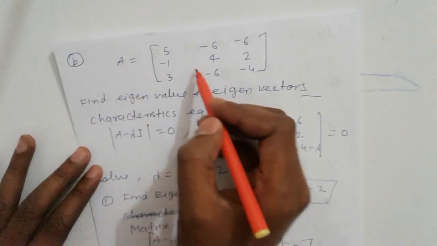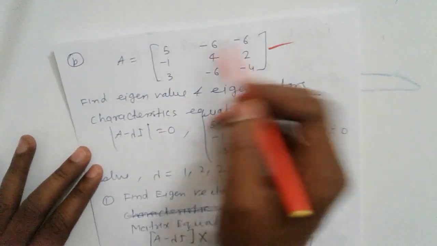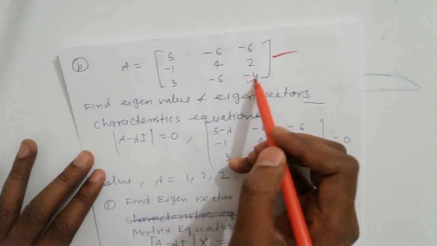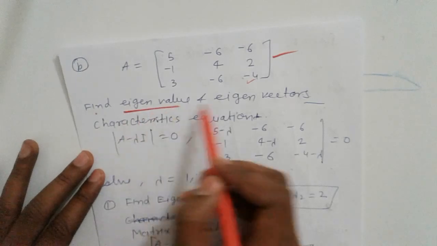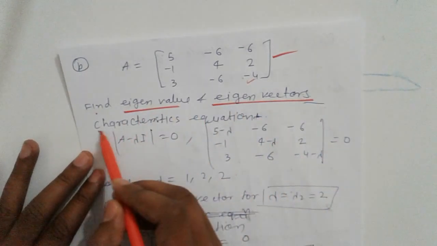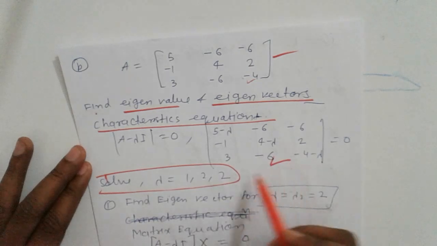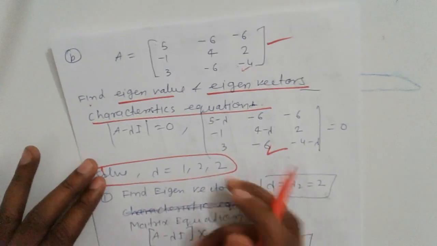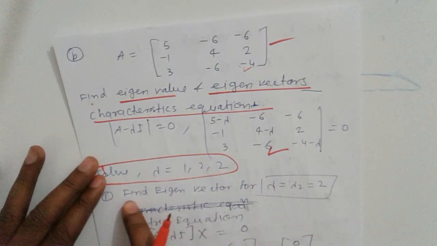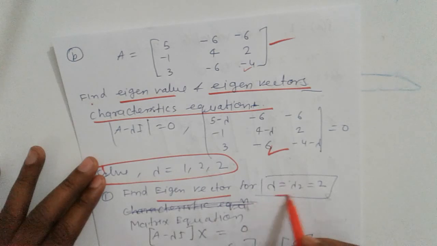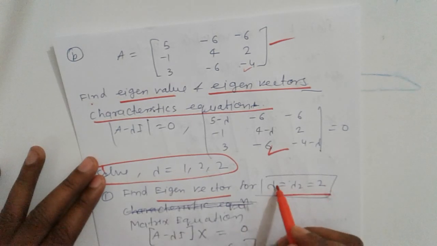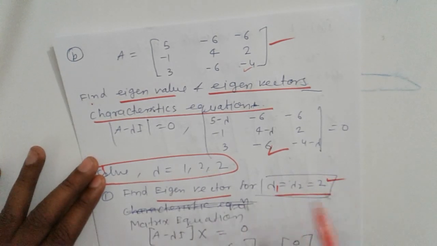So let's take the problem given. Your work is to find the eigenvalues and eigenvectors first. So I write the characteristic equation and solve this. We get the roots 1, 2, 2. So now find the eigenvectors for lambda 1 and lambda 2 equal to 2.